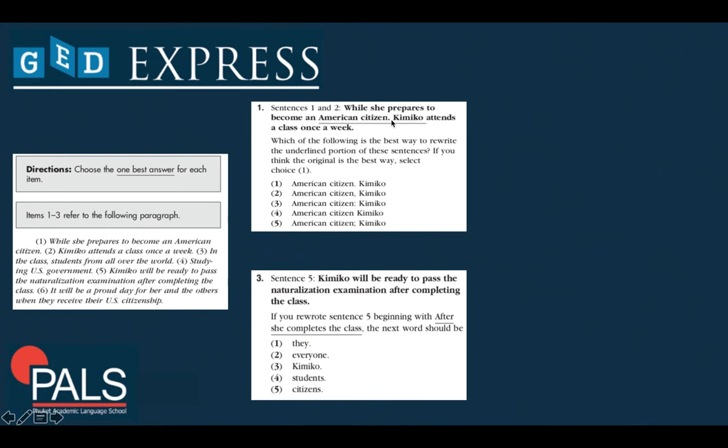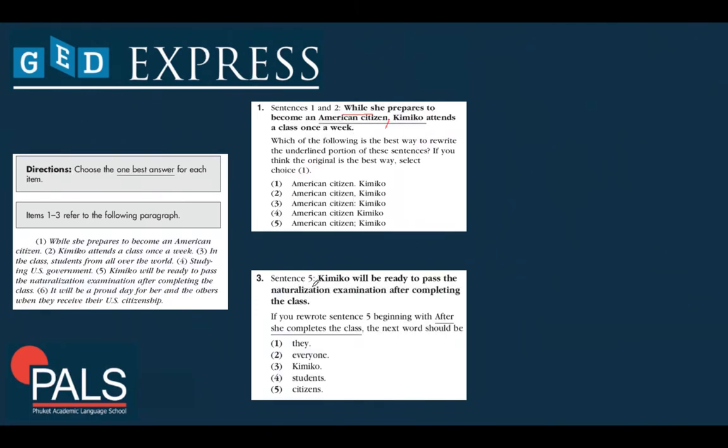There is no need to separate these two sentences, especially because you start the sentence with "while," and as we discussed earlier, this makes a clause become a dependent clause. So this clause needs this to be able to make sense. "While she prepares to become an American citizen" doesn't make sense, so you need a comma in here to make this explain this: Kimiko attends a class once a week. I hope that makes sense.